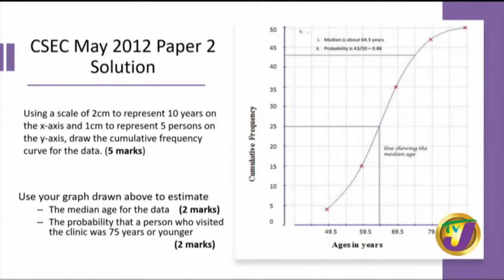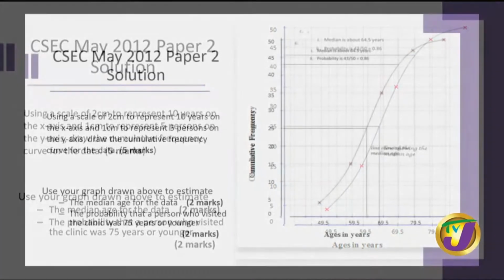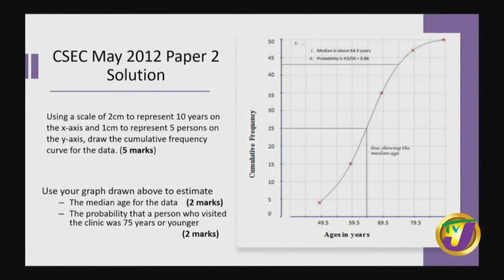Now, the median age for the data. Median. What does median mean again? Halfway, which is your Q2. Half of my data. All right. So there were 50 students there, right? Yes. So half of 50 is definitely 25. So from 25 out to my curve.